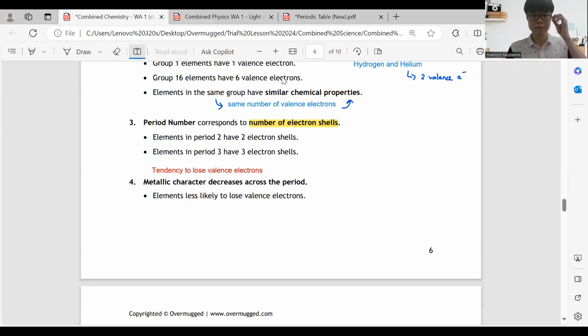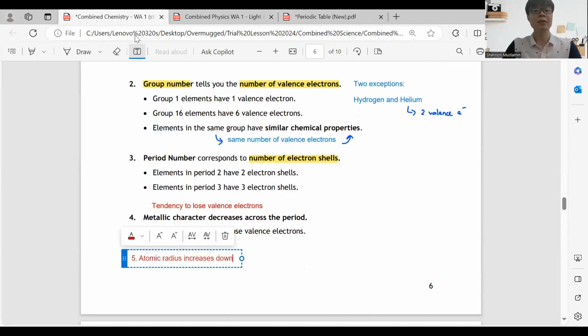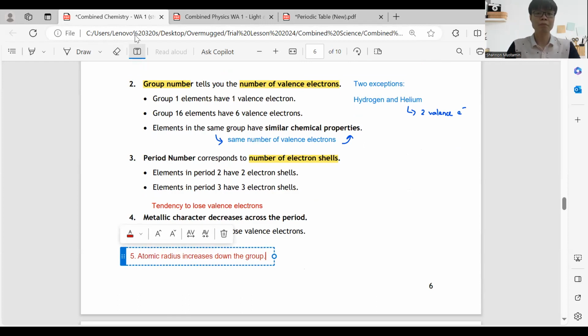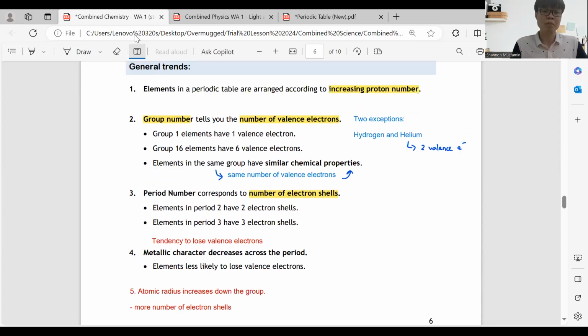Okay. There is also another general trend. If you want, you all can add it in. Atomic radius increases down the group. This one you don't need to memorize because down the group, you have more number of electron shells. So the radius of the atom will increase. Right, that's quite logical. You don't really need to memorize this. Atomic radius is just the radius of the atom or ion.